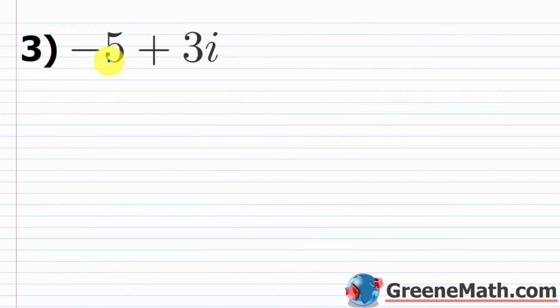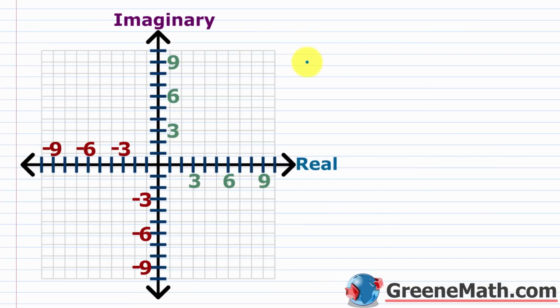So here we have negative 5 plus 3i. So let's write negative 5 plus 3i. And once again, I'm just going to write a plus bi here. So a, the real part, is negative 5. And then b, the imaginary part, is 3.